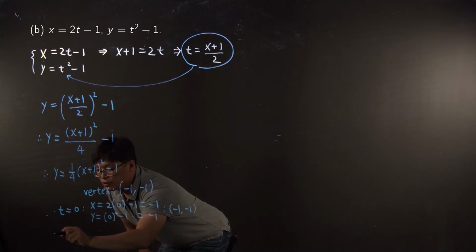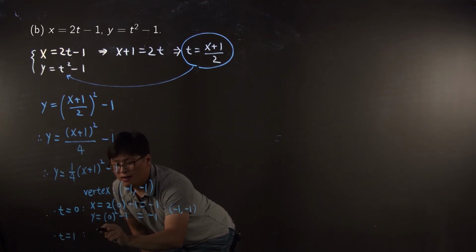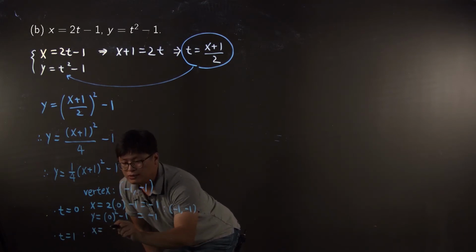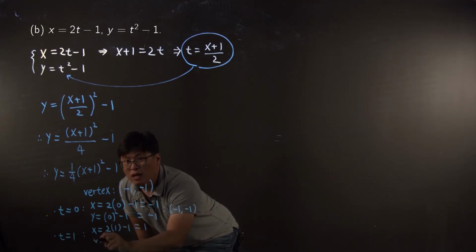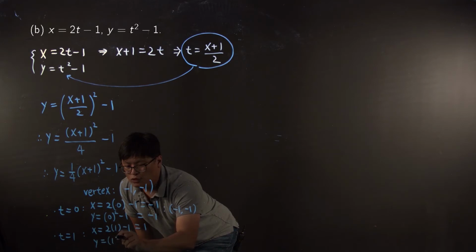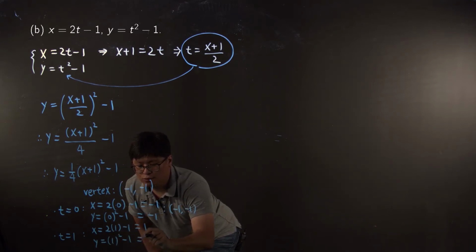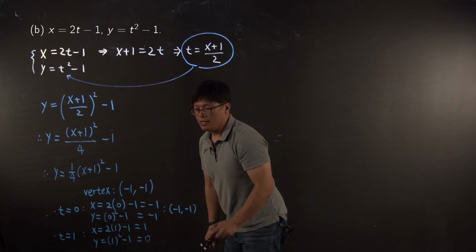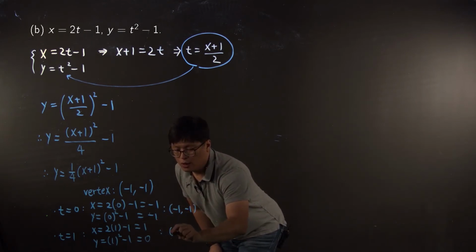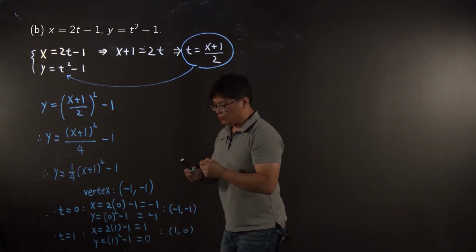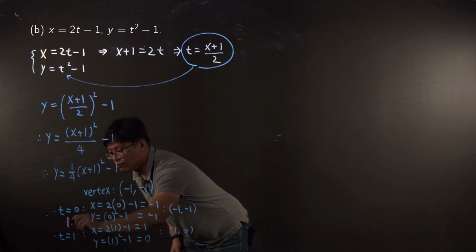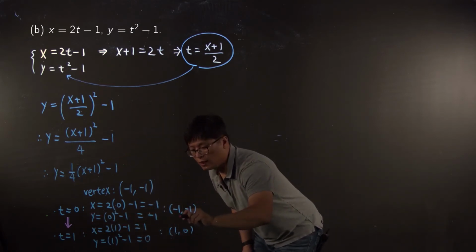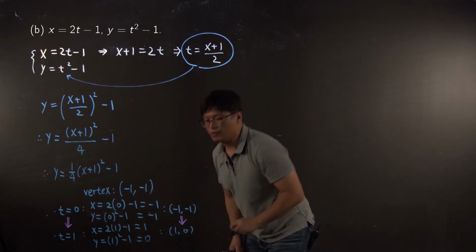What about the other one? You can choose any number, but for my convenience, let me choose 1. Then my x component is 2 times 1 minus 1, which is equal to 1. And my y is 1 squared minus 1, which is equal to 0. So my second point is (1, 0). As we did before, since t is increasing, your point's motion is in this direction. In other words, in the xy plane, it is moving this way.